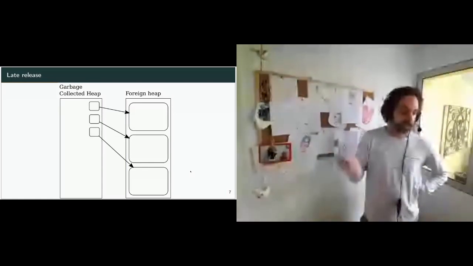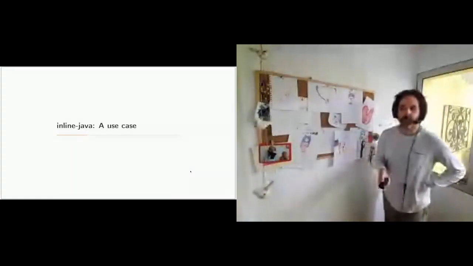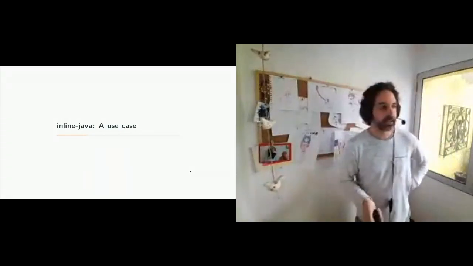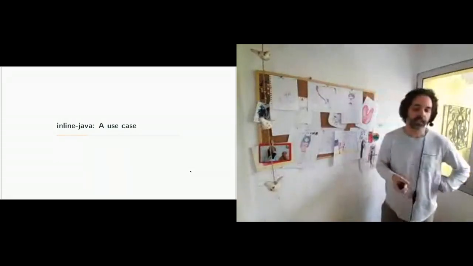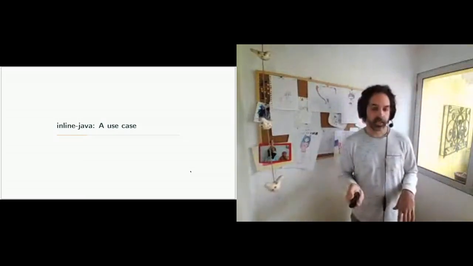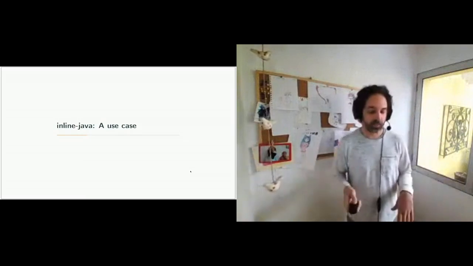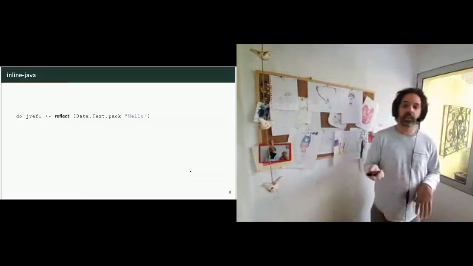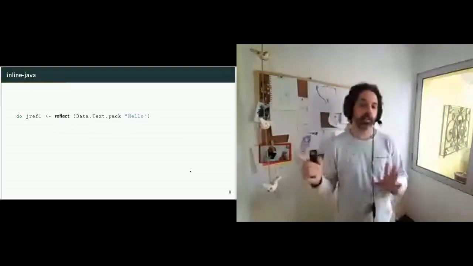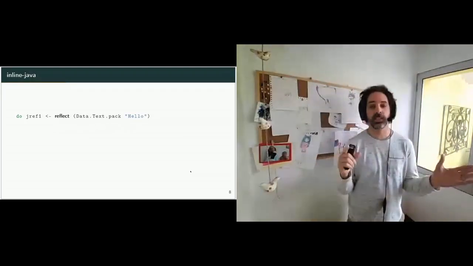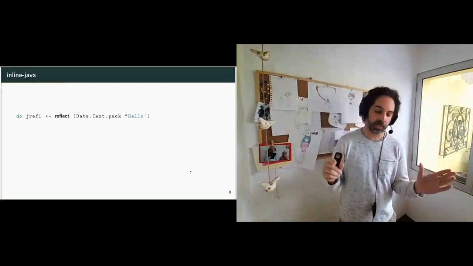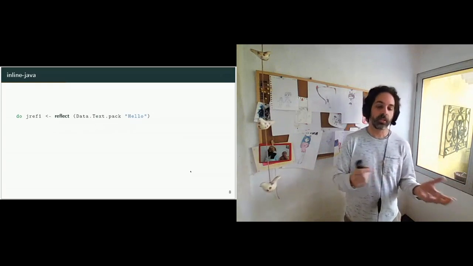So now let me introduce you to inline-java and how these problems play out there. You can think of inline-java as a library that allows you to embed Java code in your Haskell modules. It provides primitives to create Java objects and to use them. So one of such primitives that we have is reflect. Reflect takes a Haskell object and converts it to a Java object. And when it finishes the conversion, it returns a reference to the newly created Java object.